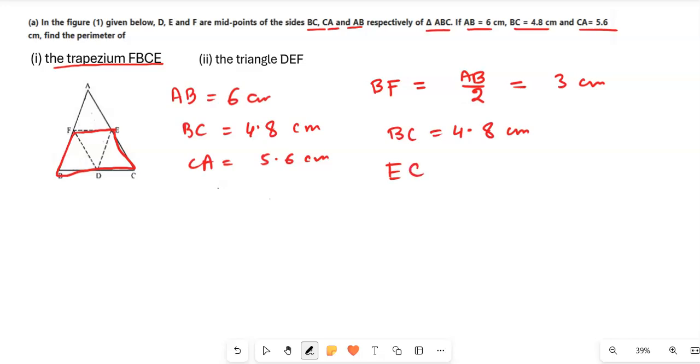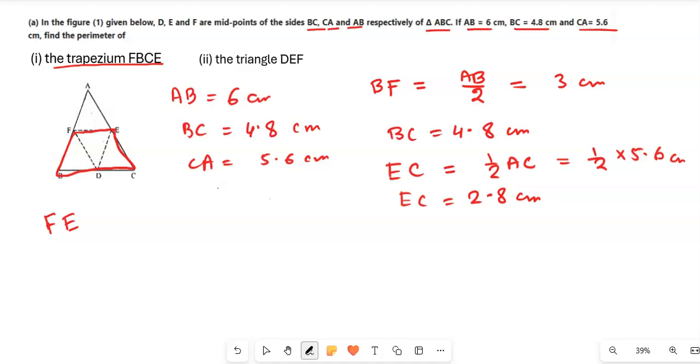EC equal to half of AC because E is the midpoint of AC. So this is half into 5.6 cm. So EC equal to 2.8 cm. Now find FE.